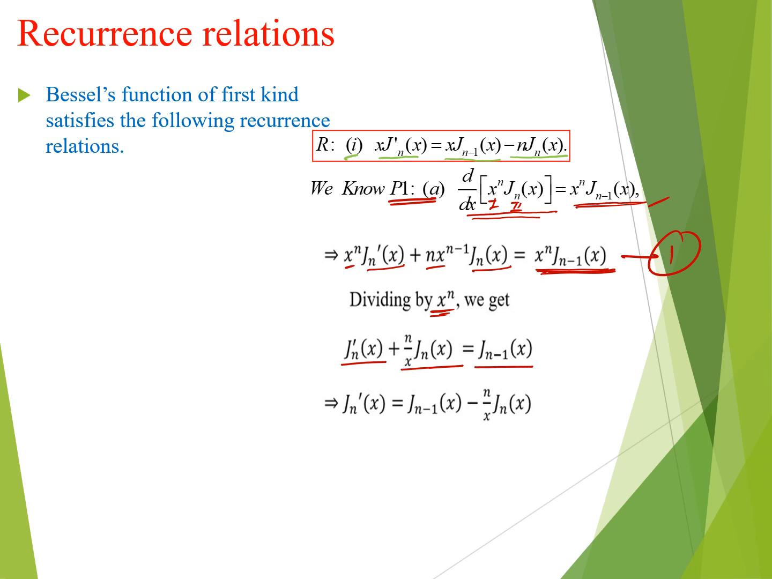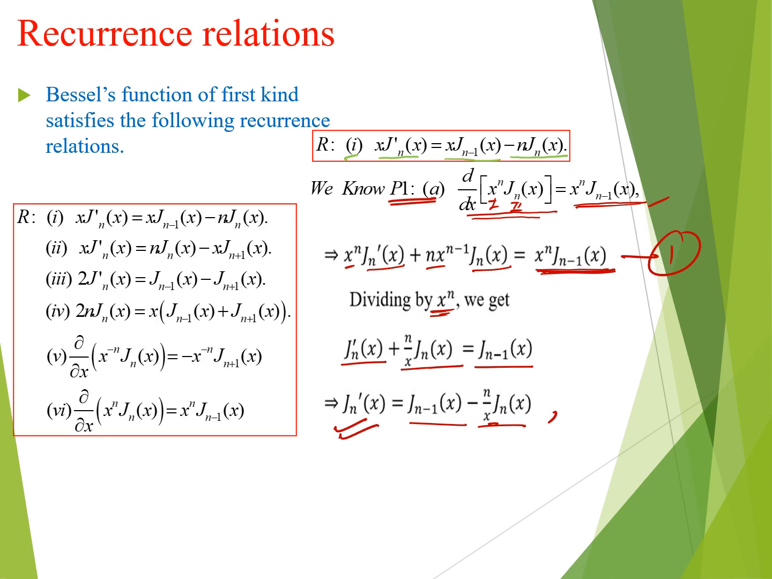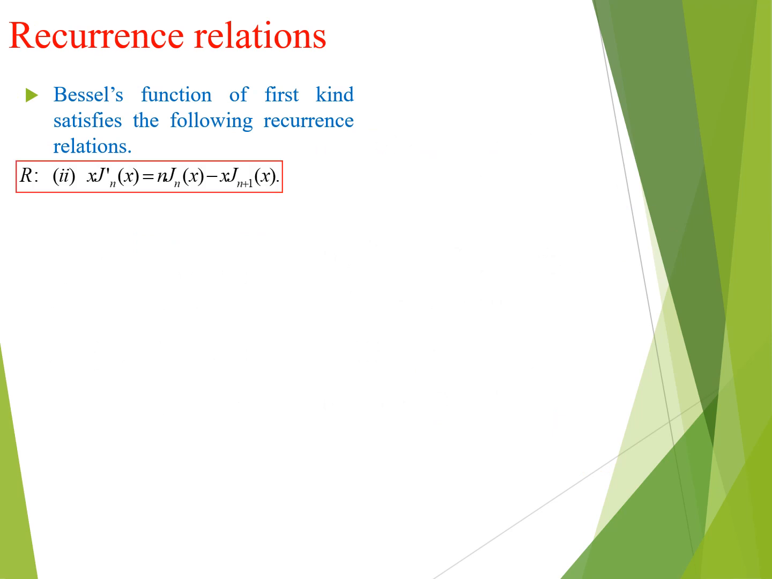Now if we find Jn dash, then Jn dash is equal to J n minus 1 minus n by x Jn. Now if we multiply with x, or take this x as common, then we get the first recurrence formula. X is multiplied with the complete term, so x Jn dash is equal to x J n minus 1 minus n Jn.